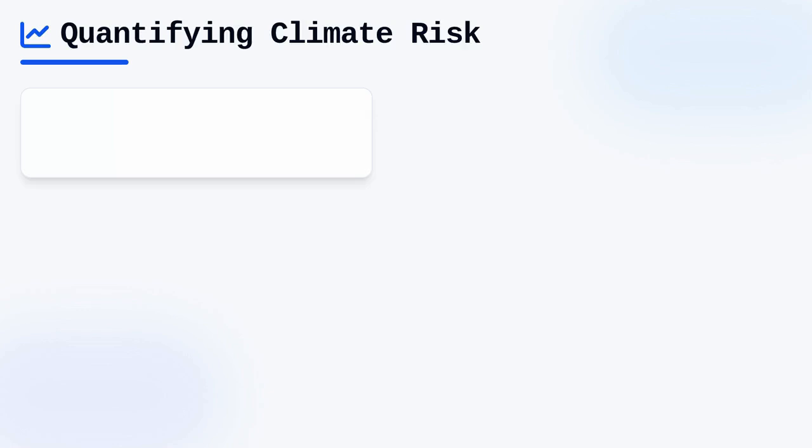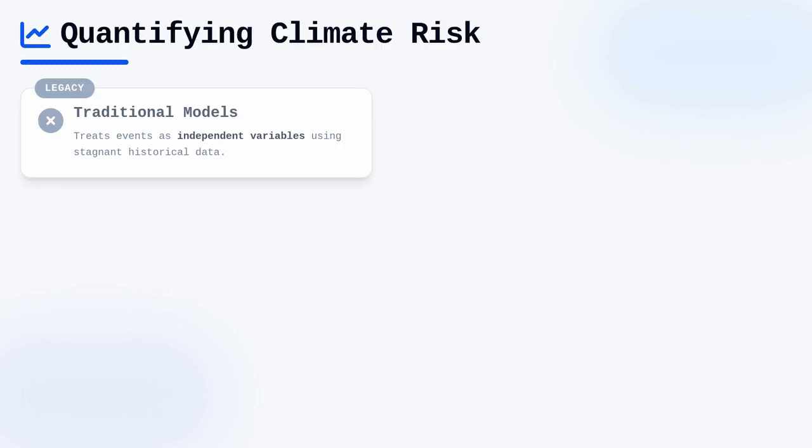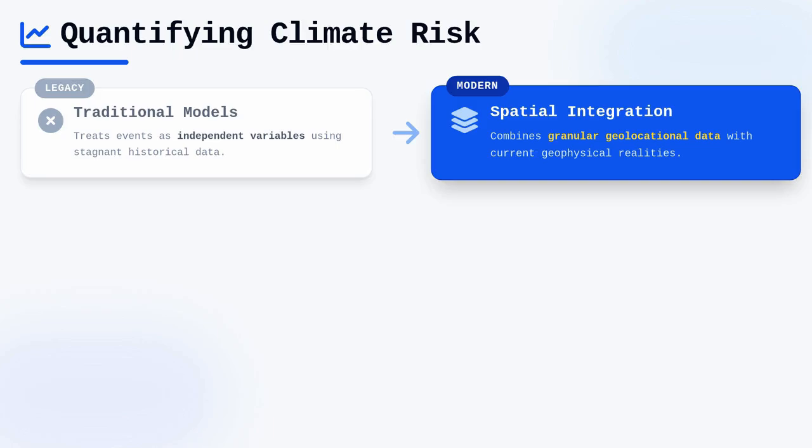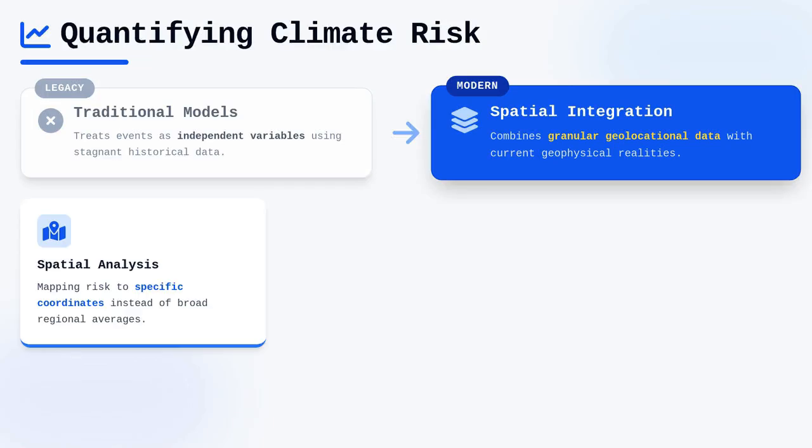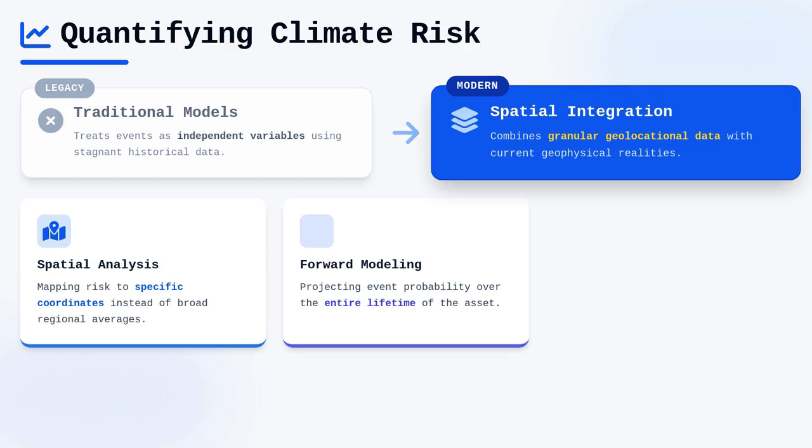Quantifying these risks requires the integration of advanced spatial data with sophisticated climate hazard models that account for current geophysical realities. Traditional insurance models often treat these events as independent variables, but we must integrate granular geolocational data to understand how climate change alters the baseline risk profile of specific coordinates. This necessitates the use of forward-looking hazard modeling, which applies various climate change scenarios to localized geography, allowing us to estimate the projected increase in event probability over the lifetime of an asset.